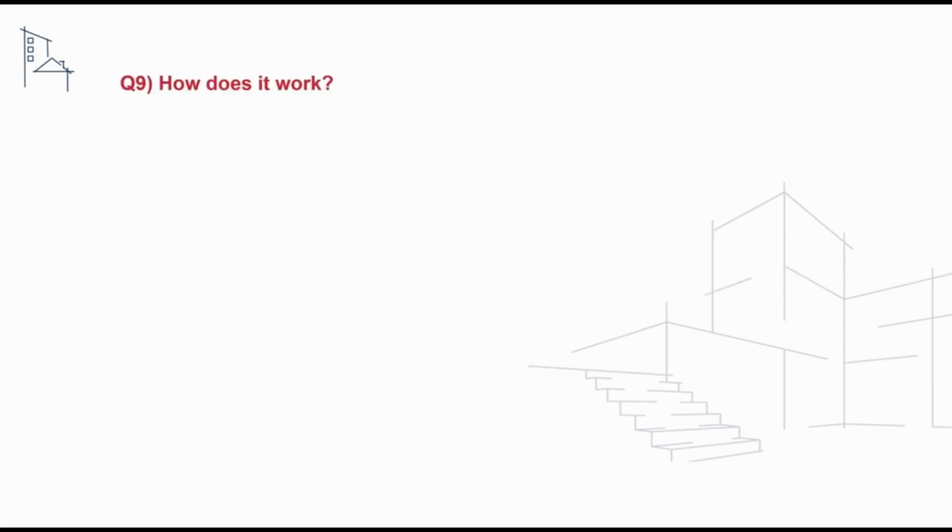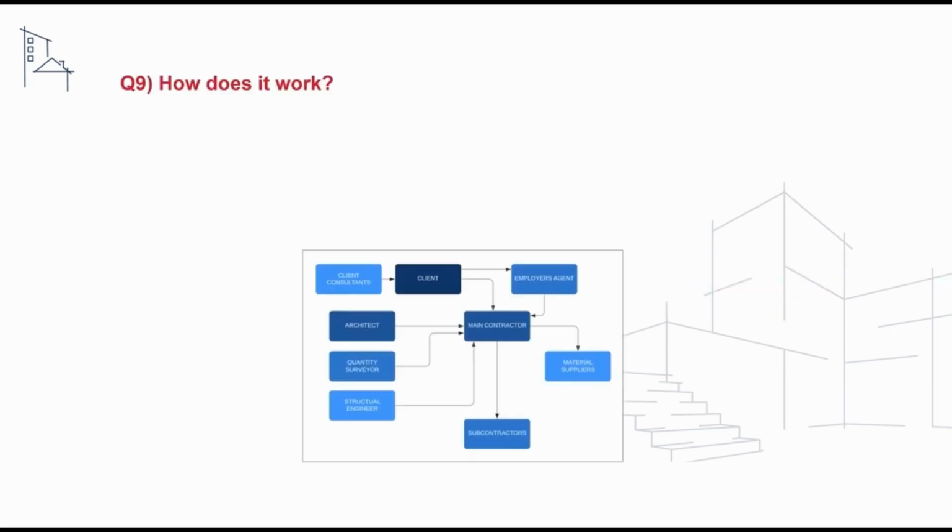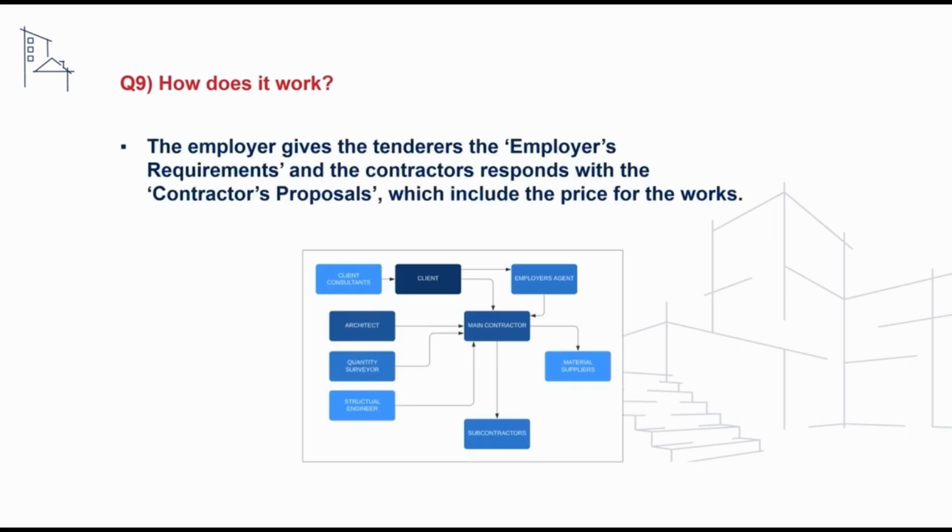A follow-on question we may receive is, how does design and build procurement work? And to address this, we could say that the employer gives the tenderers the employer's requirements, and the contractor responds with the contractor's proposals, which include the price for the works.